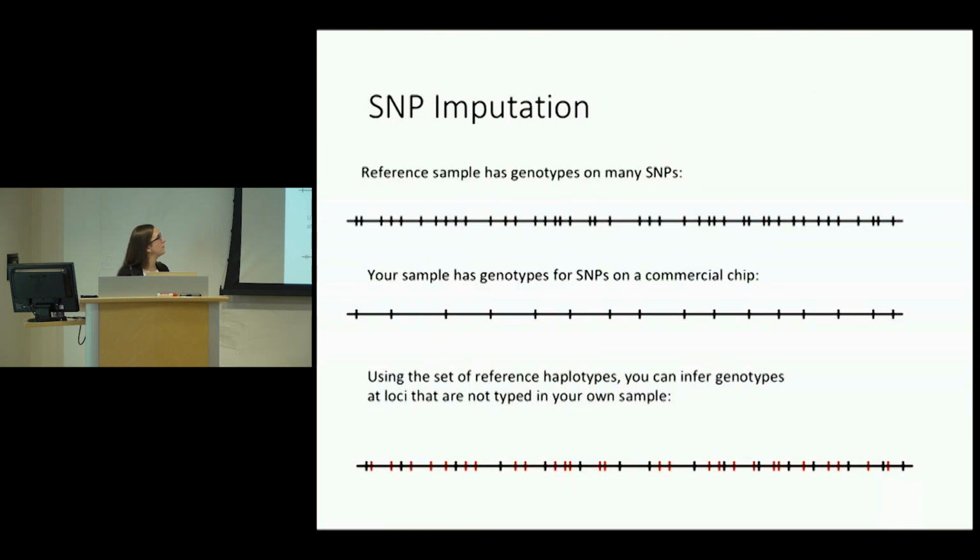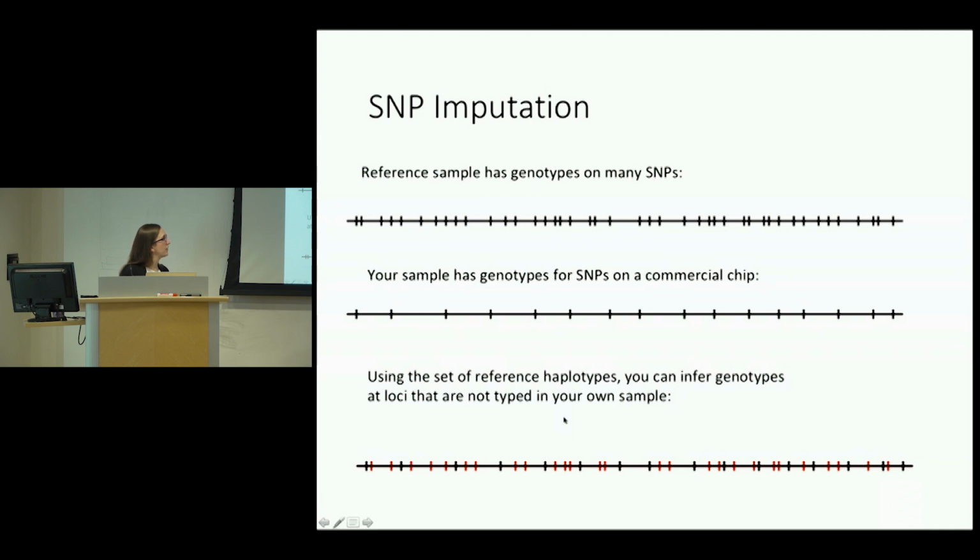So here's an example of this. Here is a reference sample that has genotypes on many SNPs. Here's our sample that has genotypes of SNPs from the array that we used. So we can use imputation to fill in the missing SNPs based on a set of reference haplotypes.